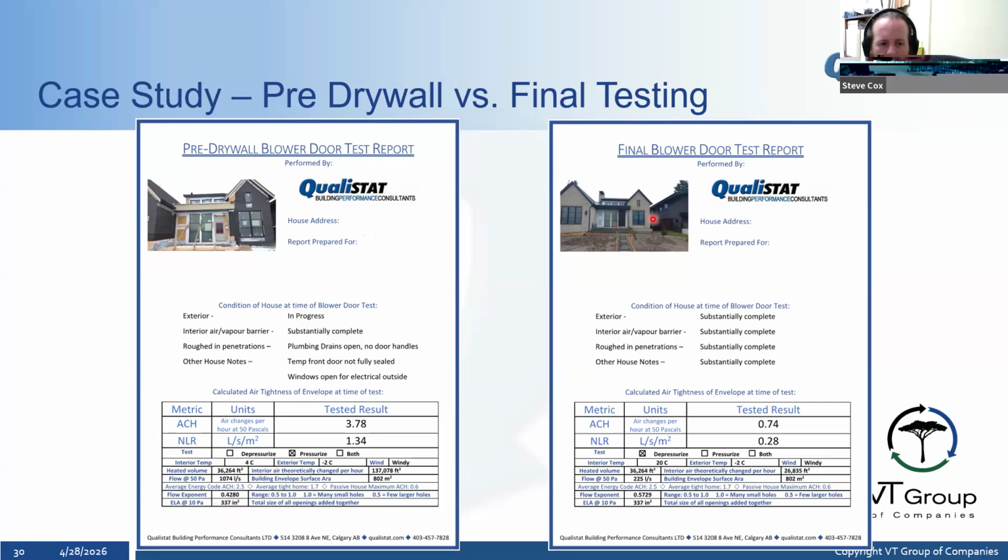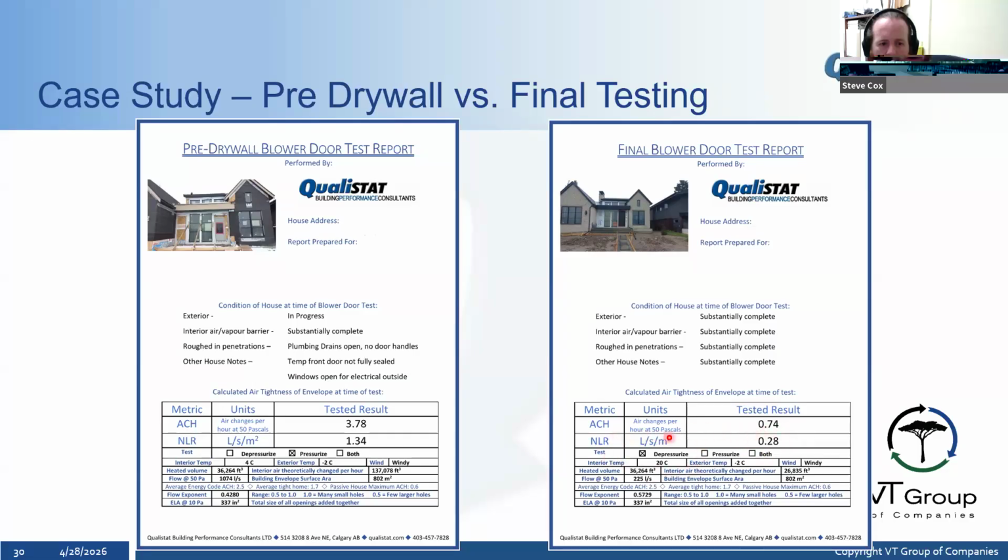Then I came back at final because that's what we're doing with this client. We're coming back at final. They want us to come out at mid and at final and do some testing at final. So this one, they had a significant improvement on the air tightness, right? They dropped it 3 air changes per hour. Closing a window will do that. It's amazing what closing a window will do. That also dropped the NLR quite a bit.